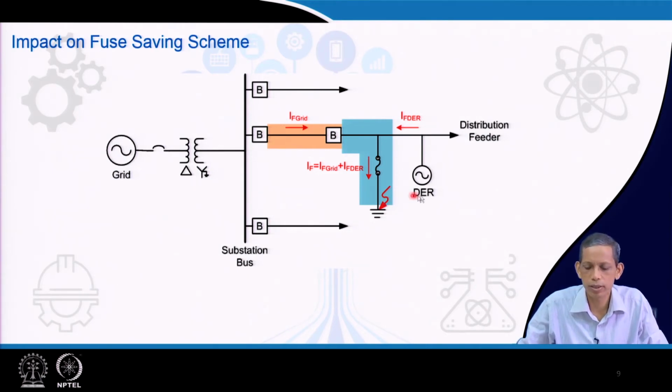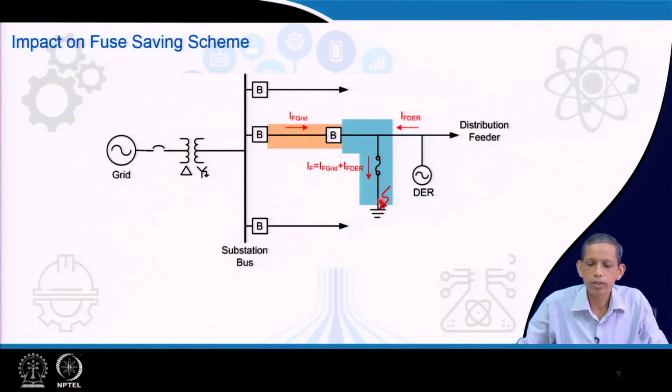Now, what happens with a DR connected beyond this line? With this distributed energy resource, PV or wind or so, for a fault in this downstream, the contribution of the DR will also be there.